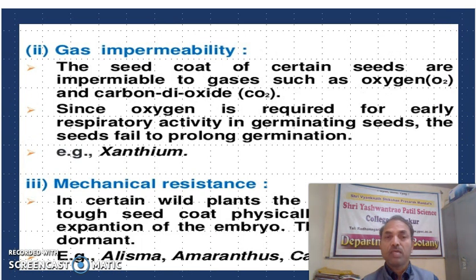Gas impermeability. The seed coats of certain seeds are impermeable to gases such as oxygen and carbon dioxide. Since oxygen is required for early respiratory activity in germinating seeds, the seeds fail to germinate. Example: Xanthium. Mechanical resistance: in certain wild plants, a hard and tough seed coat physically prevents the expansion of the embryo, thus they remain dormant. Examples: Alisma, Amaranthus, and Capsella, etc.